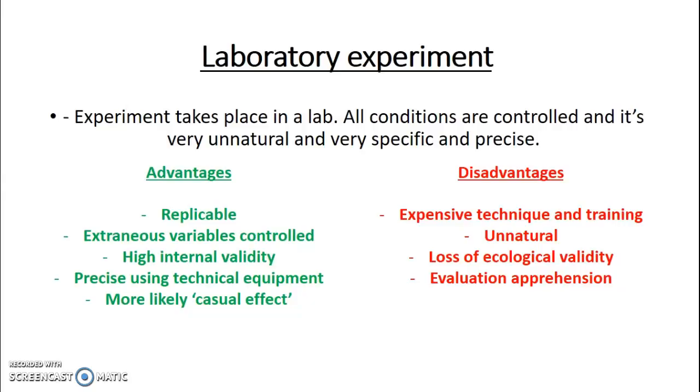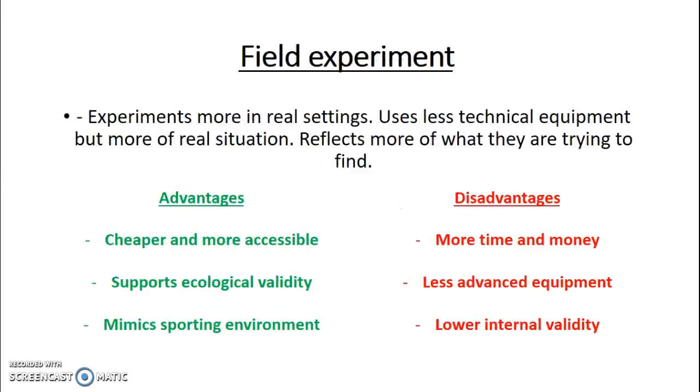Disadvantages would be expensive technique and training, so it could be expensive to train and to actually use it in the lab. It's very unnatural, so it can't be generalizable and can't be used to compare it to the real world. It has a loss of ecological validity as well, as it's done in a lab, and it could have evaluation apprehension as everything's so controlled you could basically predict what's going to happen, which could affect the actual results you get.